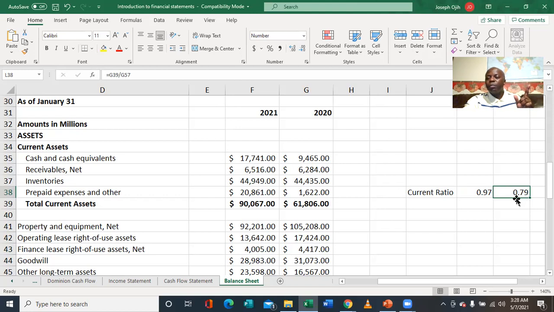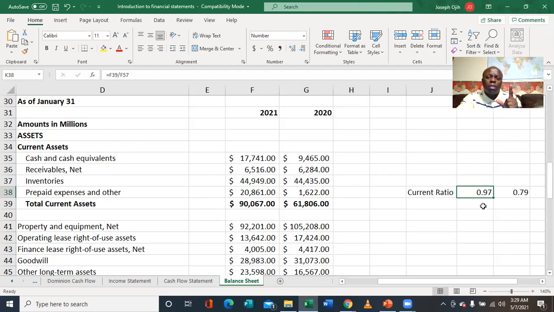For every $1 million debt, it has only $790,000 to cover it. But now that we are coming out of the COVID-19 recession, if you look at the trend, you see that the current ratio improved from 2020 to 2021. In 2021 it's only 0.79, but now it's 0.97. That means they are getting better now. So that's basically how to calculate current ratio, and that's how to interpret it.